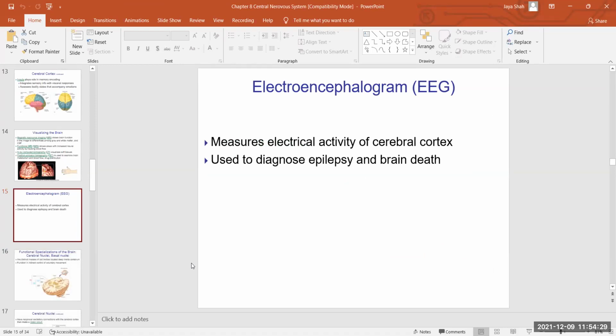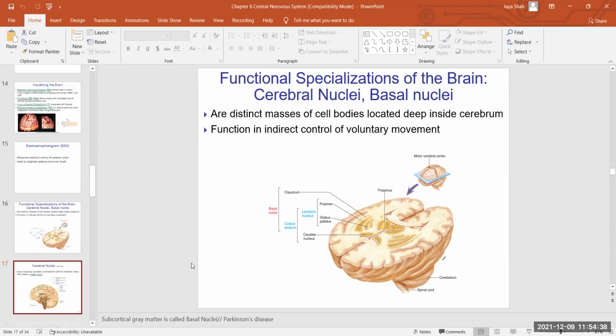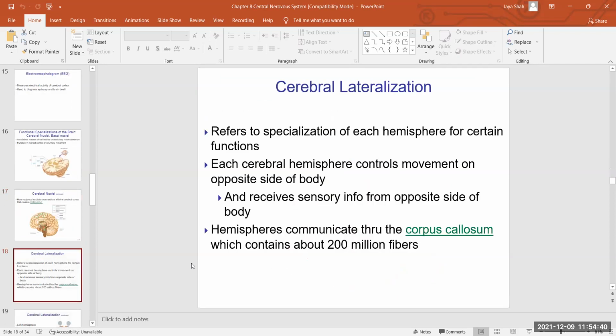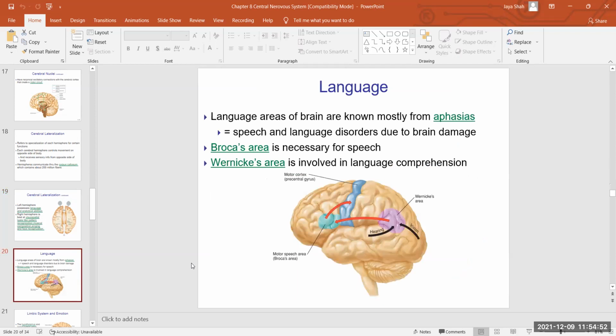What is EEG and what is it used for? In the cerebrum, there is a special group of nuclei we call basal nuclei. What are they and what are their functions? Cerebral lateralization, what is that? And the predominance of right and left lobes. Language: which part of the brain is responsible for Broca's speech, and which one is responsible for comprehension.